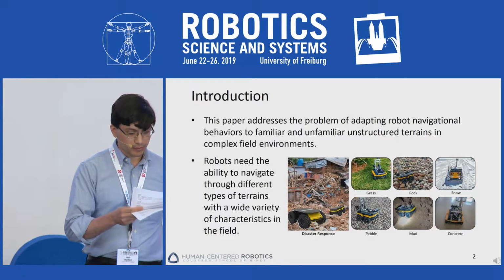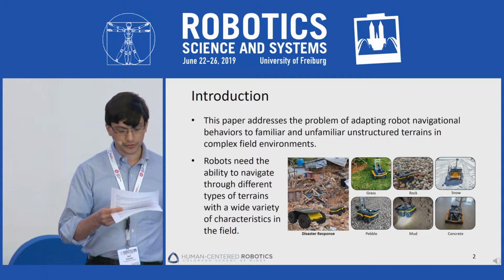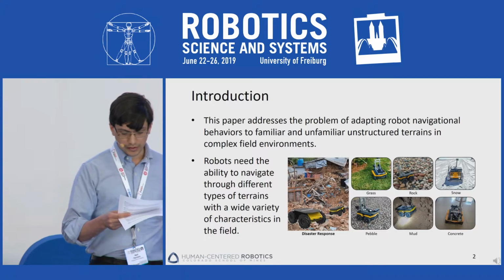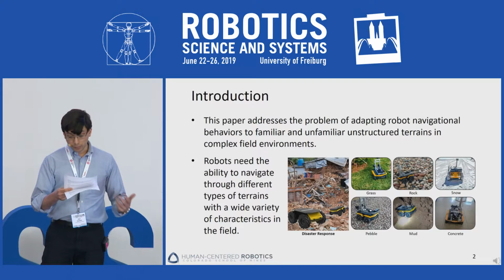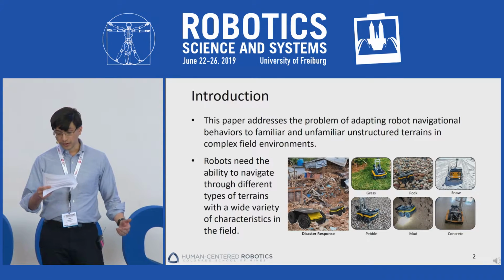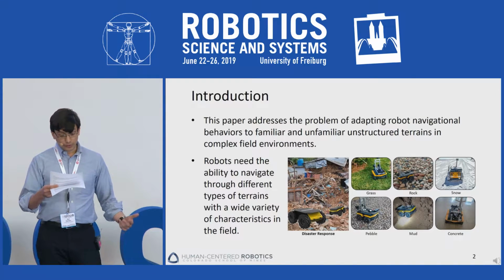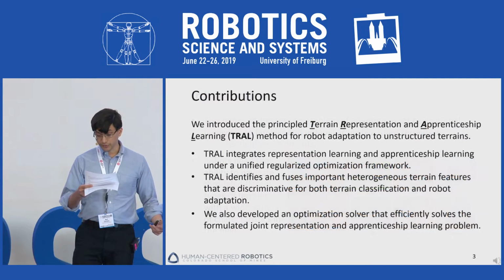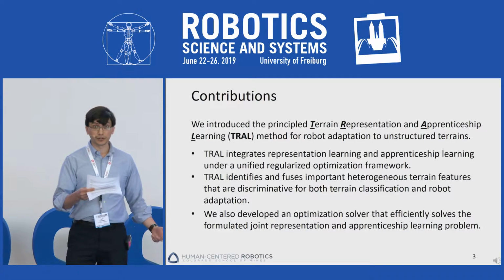So this paper addresses the problem of adapting robot navigational behaviors to familiar and unfamiliar unstructured terrains in complex field environments. Autonomous mobile robots have increasingly been used in field environments to address real-world applications. When deployed in an outdoor field environment, mobile robots need the essential capability of efficiently navigating through different types of terrains with a wide variety of characteristics. Thus, the capability of generating desired navigational behaviors that adapt to unstructured terrains is essential for an autonomous mobile robot to operate in these complex field environments.